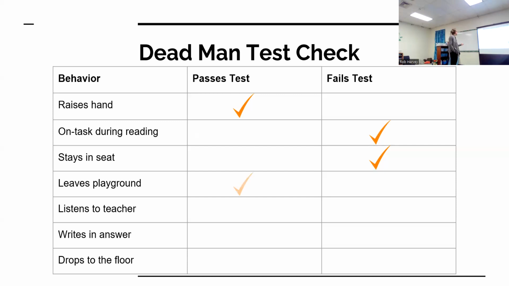Pass. Yes. Observable, involves action. Listens to the teacher. Fails. Cannot observe listening. Does not involve an action. Writes in an answer. Passing, good. And drops to the floor. Pass. Good. Okay. Any questions about that?